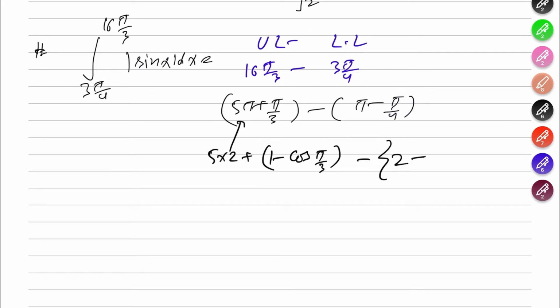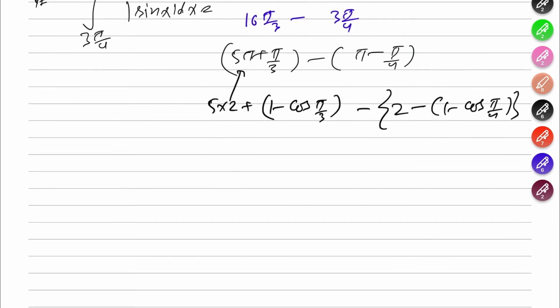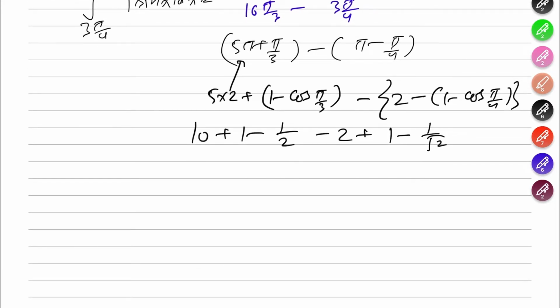Pi by 4 means it is a sine, and this is from 0 to pi by 4, so again this is 1 minus cos of pi by 4. That becomes 10 plus 1 minus cos pi by 4, which means 1 by root 2. So the answer is 19 by 2 minus 1 by root 2. So that is the answer. Okay.